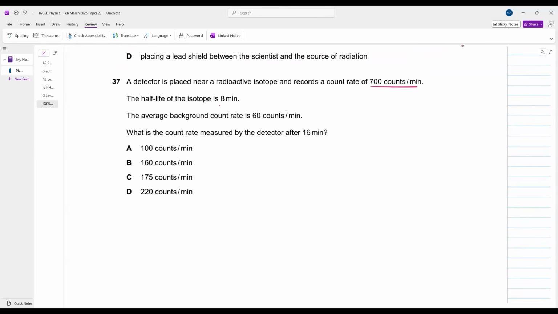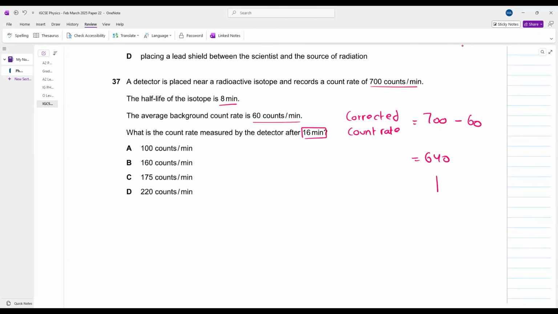A detector is placed near a radioactive isotope and reads a count rate of 700 counts per minute. The half-life is this. The background radiation is this. What is the count rate after 16 minutes? First of all, calculate the corrected count rate. Corrected count rate किस तरह निकालोगे? By taking the original count rate, subtracting the background radiation. This comes out to be 640.